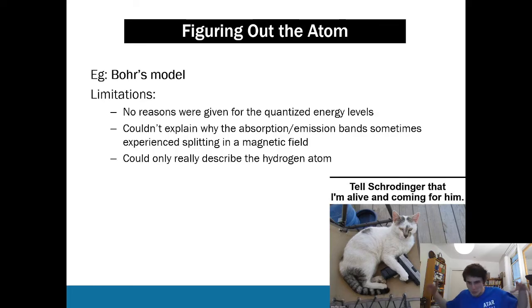Like sometimes if you applied a really, really high magnetic field, they would split in two. And there were also these other ones called hyperfine field lines that were really, really skinny. And also it only worked for the hydrogen atom and none of the other ones. So that's, I guess, vaguely the kind of thing that you should be able to describe using Bohr's model.